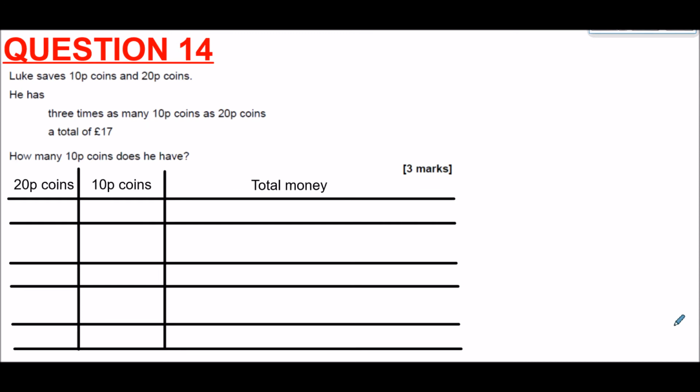Question 14. Luke's saving 10p coins and 20p coins. So he has 3 times as many 10p coins as 20p coins, and he's got a total of £17. How many 10p coins does he have? I'm not going to go into a trial and improvement method here, but I'm going to mention that it would be a valid method to use.